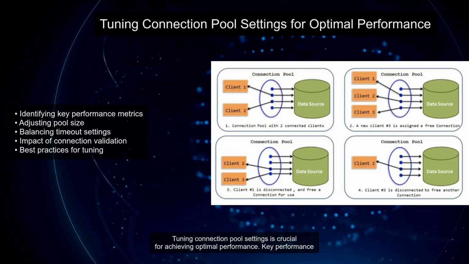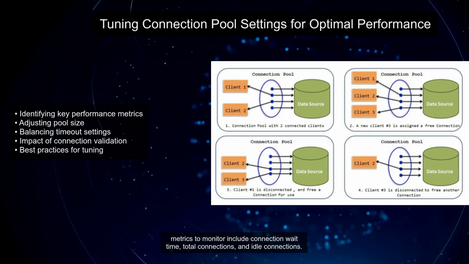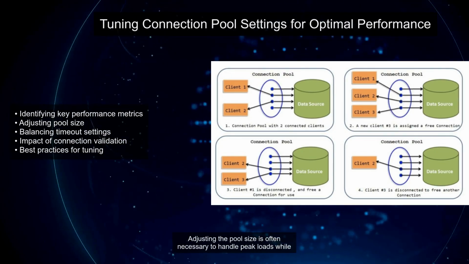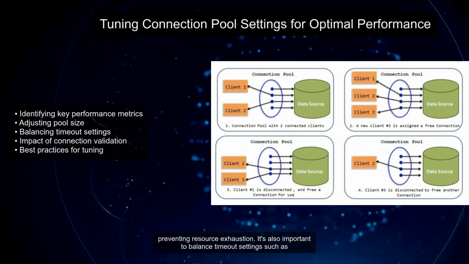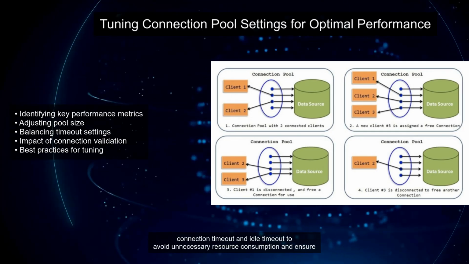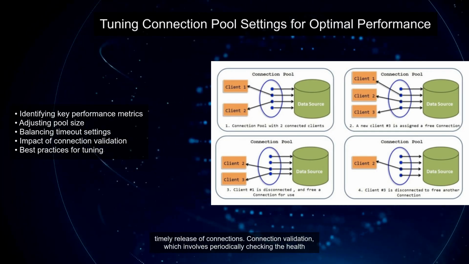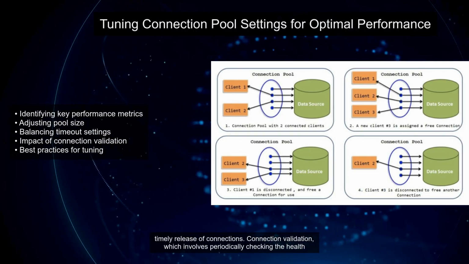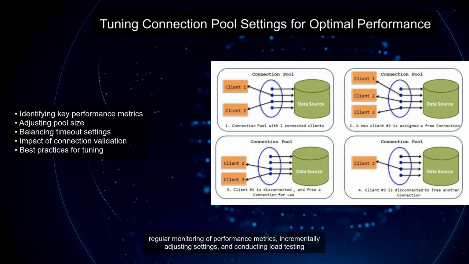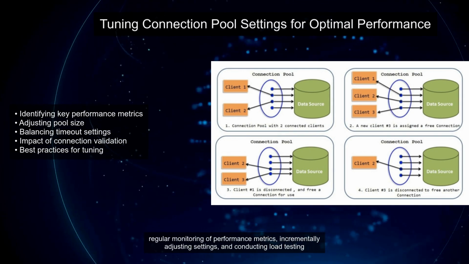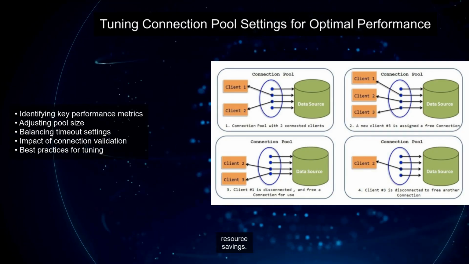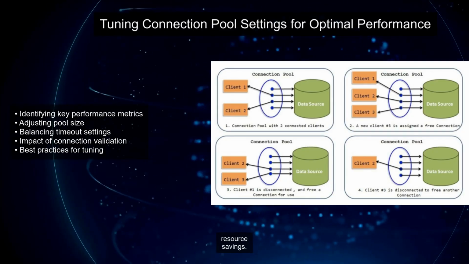Tuning connection pool settings is crucial for achieving optimal performance. Key performance metrics to monitor include connection wait time, total connections, and idle connections. Adjusting the pool size is often necessary to handle peak loads while preventing resource exhaustion. It's also important to balance timeout settings such as connection timeout and idle timeout to avoid unnecessary resource consumption and ensure timely release of connections. Connection validation, which involves periodically checking the health of connections, can prevent errors at runtime. Best practices for tuning include regular monitoring of performance metrics, incrementally adjusting settings, and conducting load testing to validate changes. Proper tuning can lead to significant performance improvements and resource savings.